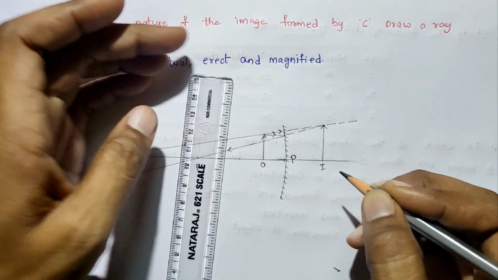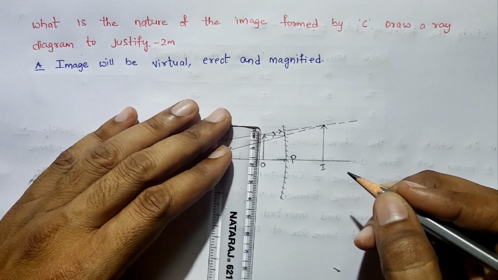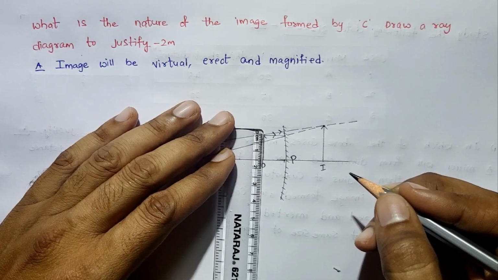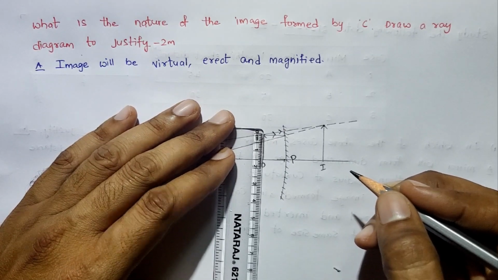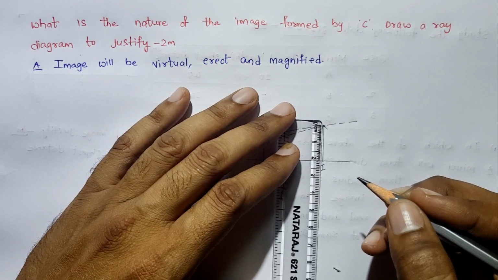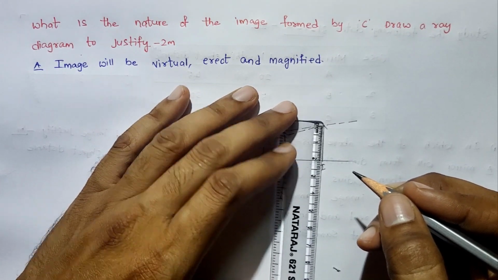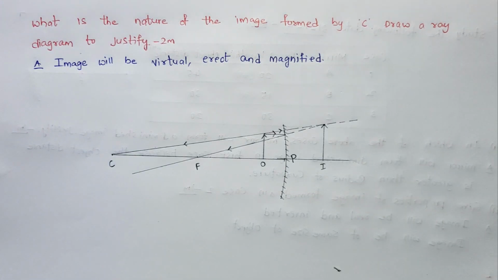Now let us measure the object height. See how much object height we have? Approximately 1.5 centimeters, you can see it clearly. How much image height did we get? We got around 2 centimeters. Correct? So this is how you draw the ray diagram. If you draw like this, no examiner will find any reason to reduce your marks.